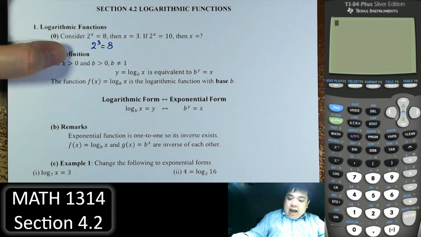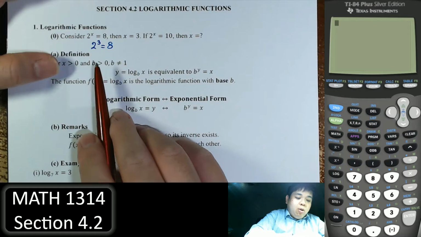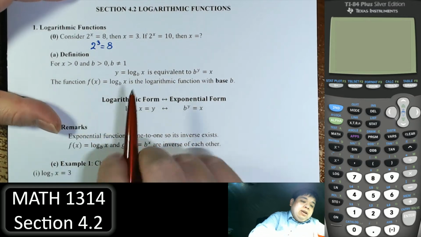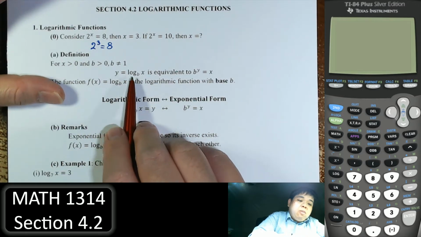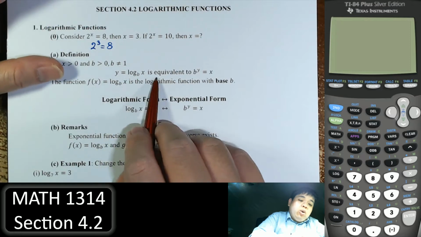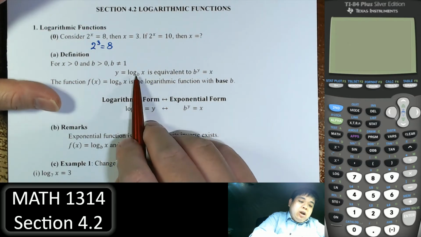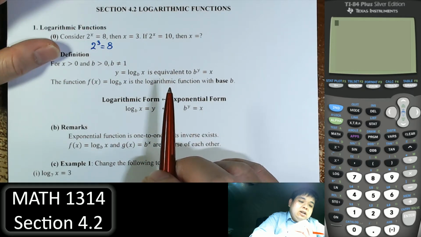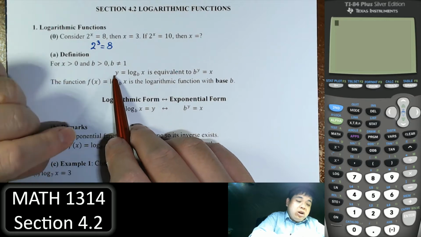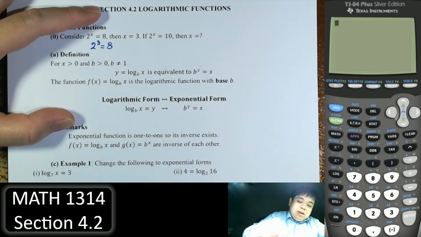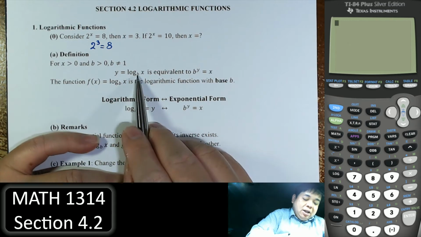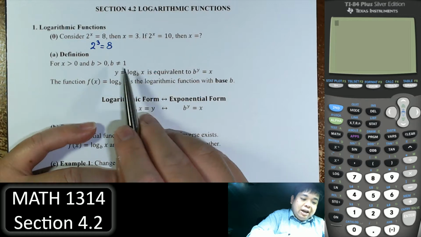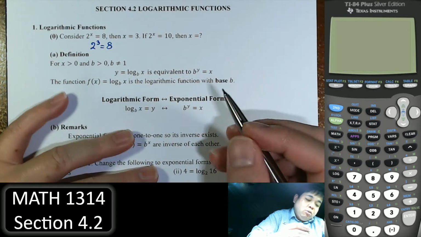So if we let x be only positive and b is positive, not equal to 1, which is the condition for the base of an exponential function, we write y equal to log base b of x, which is equivalent to b to the y equal to x. So b to what power is equal to x? The answer to that question is going to be y.